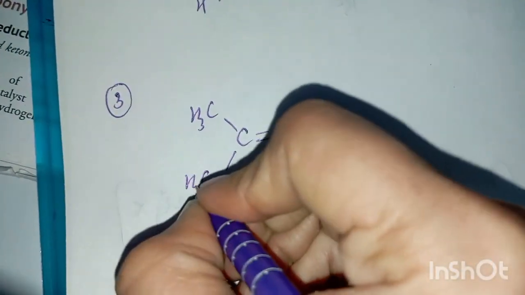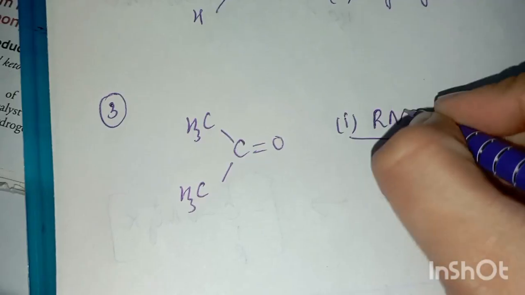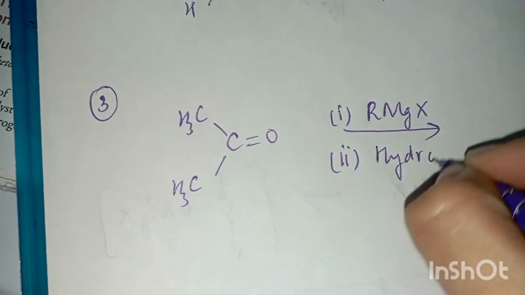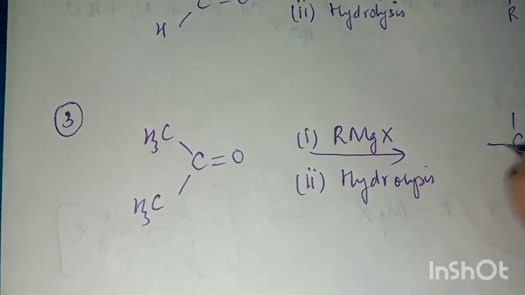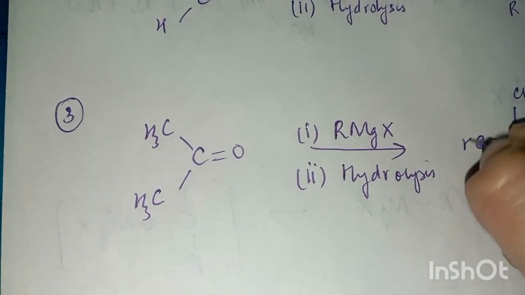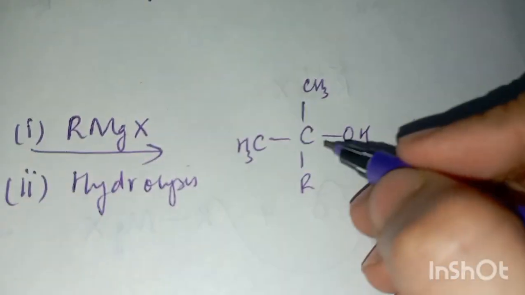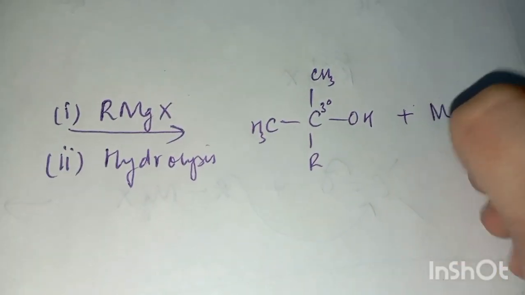Now third case. In the third case, suppose we are taking acetone, CH3COCH3, as the carbonyl compound. Now with RMgX, the first step involves the formation of adduct, and the second step involves hydrolysis that leads to the formation of alcohol. So what will be the product here? The product here is tertiary alcohol. This is the tertiary carbon, and the OH group is attached to the tertiary carbon.